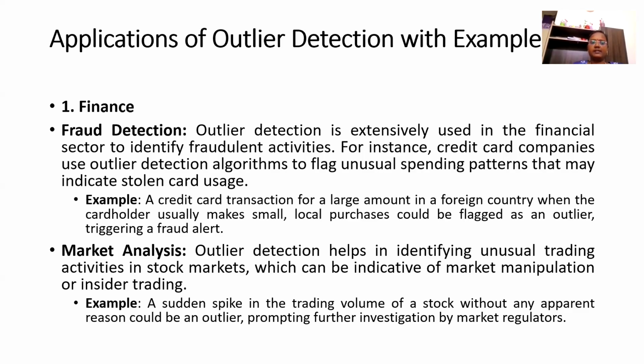First is finance, where we can use outlier detection in fraud detection. Outlier detection is extensively used in the financial sector to identify fraudulent activities. For example, credit card companies use outlier detection algorithms to flag unusual spending patterns that may indicate stolen card usage. A credit card transaction for a large amount in a foreign country, when the card holder usually makes small local purchases, would be flagged as an outlier, triggering a fraud alert.